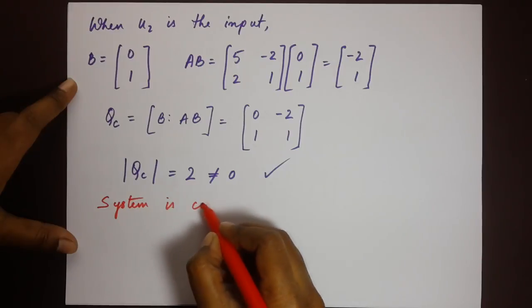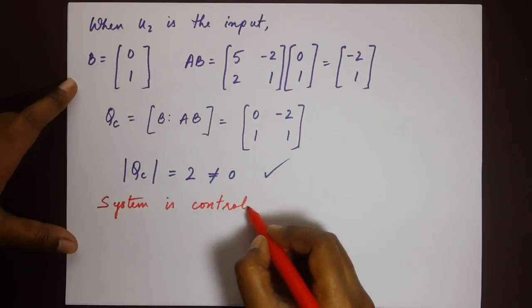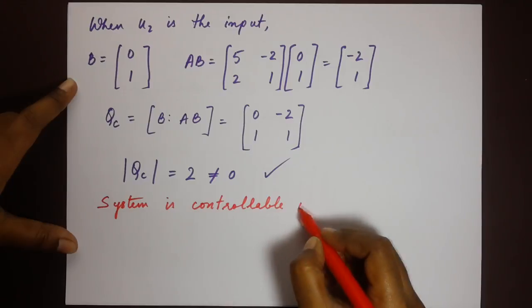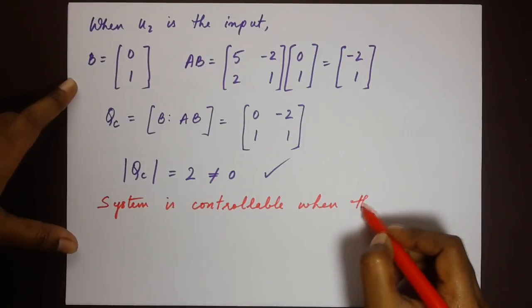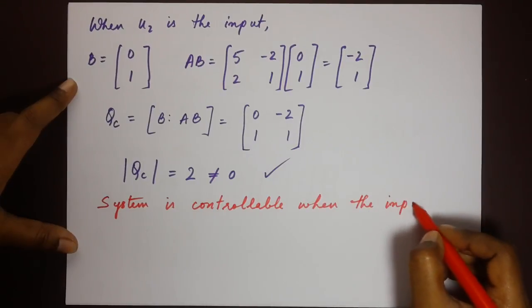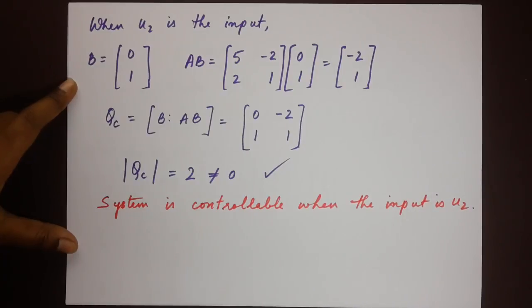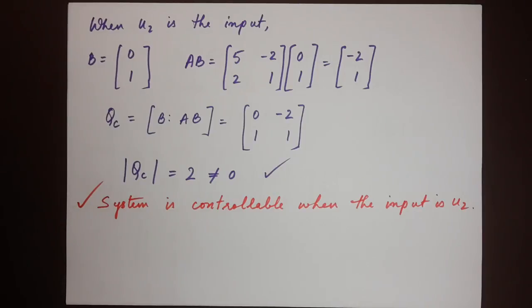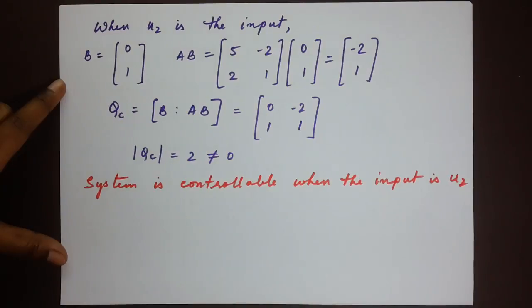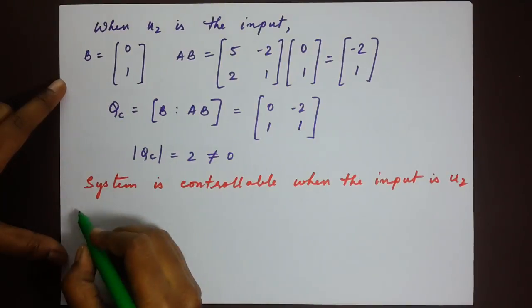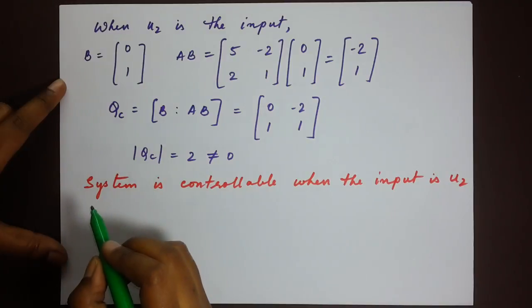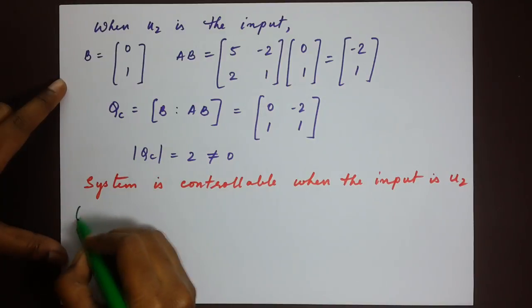The system is controllable when the input is U2. So it is not U1, it is U2. Now the next thing is to work on the observability. Let's see when the system is observable. Before that, we'll talk about what observability is.